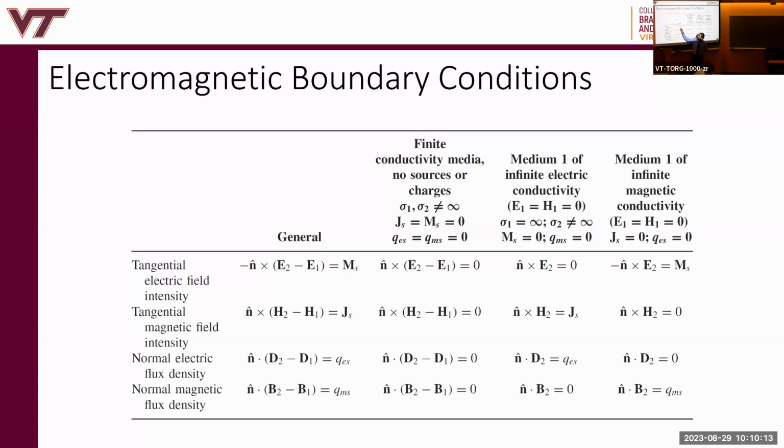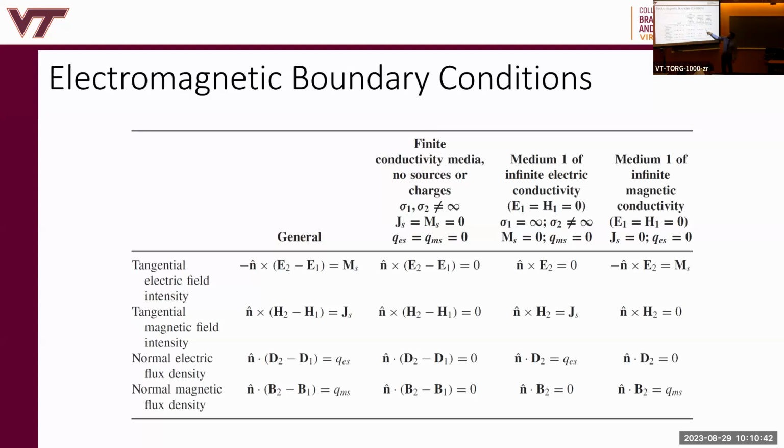We say if there is a discontinuity in E, which does exist, we can model it as a magnetic surface current. Here, in finite conductivity media, there are no sources or charges. Sigma 1 and sigma 2 are not infinite. The surface currents are therefore zero, and the charge densities are zero. We get that everything's continuous: tangential E and H are continuous, normal D and B are continuous. These are the general laws. These are what you should remember.